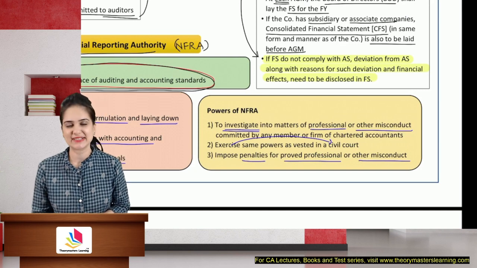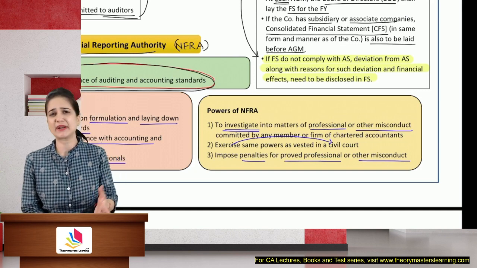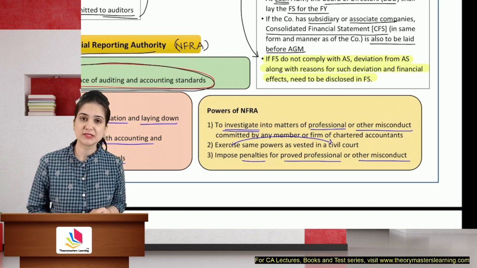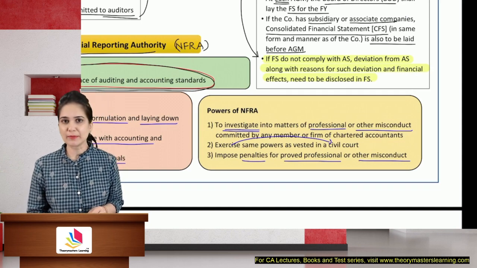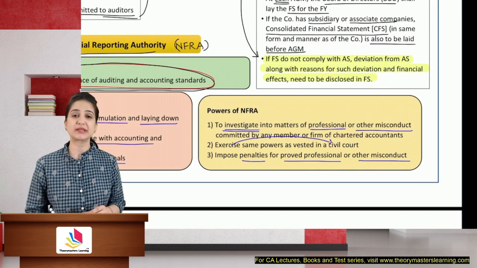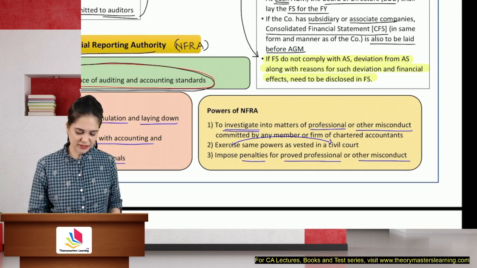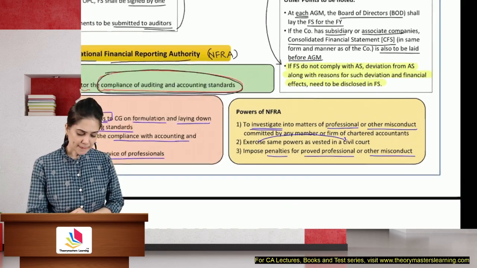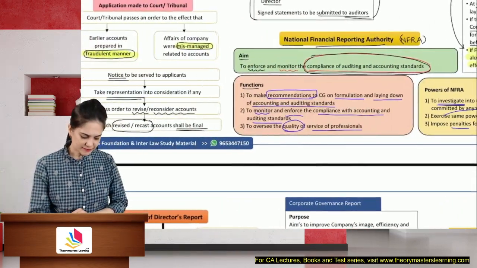Even ICAI takes very strict action. They may suspend you, they may debar you from undertaking audits, they may penalize you, sometimes they may even cancel your membership. So very strict actions are taken in case we find some kind of proved professional misconduct by chartered accountants. So that is NFRA.